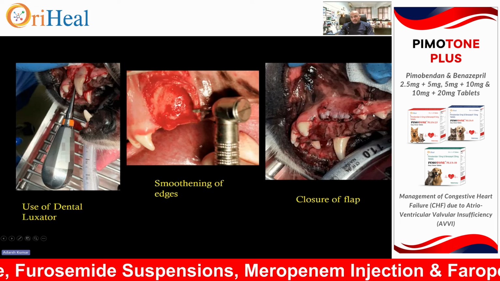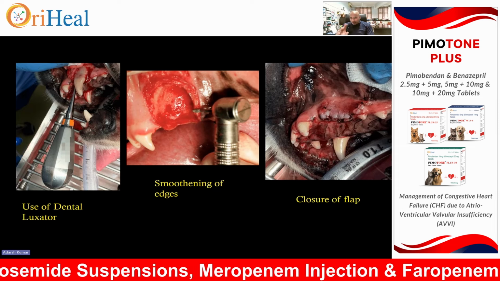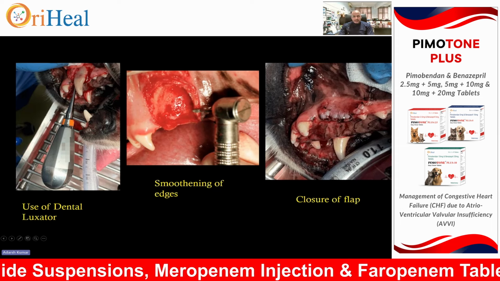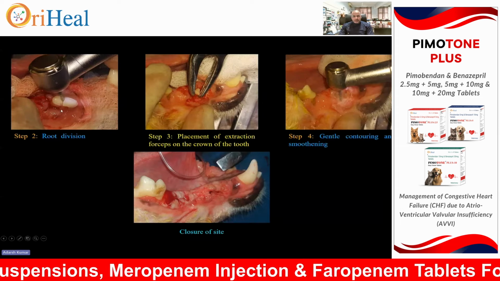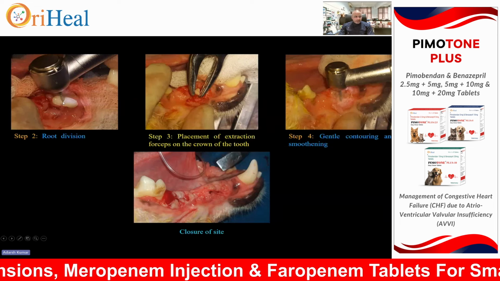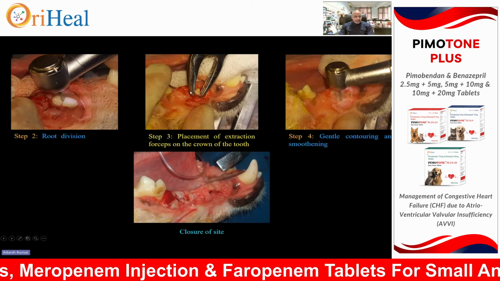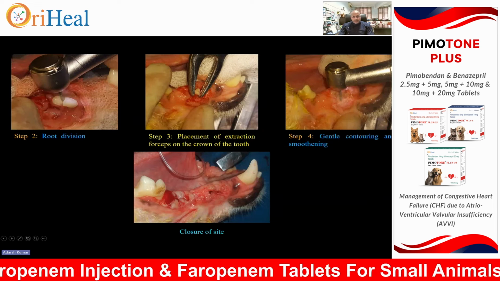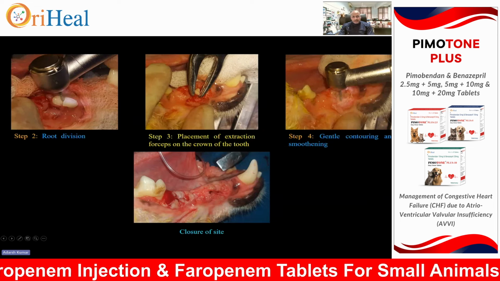Okay, I'll talk about the clinical cases later, but this is how it is being taken out. So here you are dividing the root into two, taking one root out, the other root out, and then you are doing the contouring and smoothing, and you are closing the site.